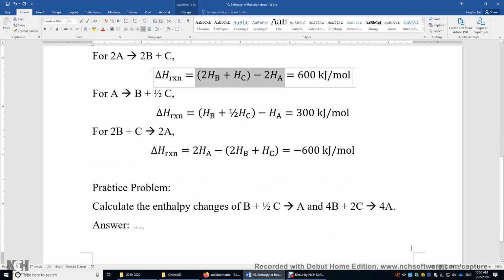I'll let you work on one practice problem. Let's calculate the enthalpy changes of two reactions. One is this. You start from 1B and 1/2 of C, and then you get A. Hint, this chemical reaction is exactly the same as this one, except that the direction is changed. And then, after you get this value, I want you to compute the enthalpy change of this reaction. Hint, this reaction is simply 4 times this one.